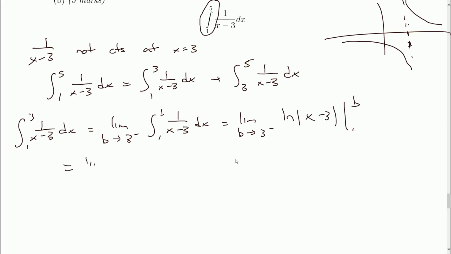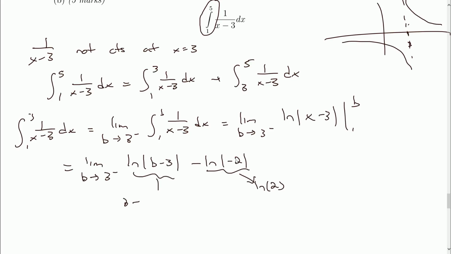Then the limit, b approaches 3 from below, of ln of absolute value of b minus 3 minus ln of negative 2 in absolute value. This guy here is going to go to ln 2. But as b tends to 3 from below, absolute value of b minus 3 tends to 0 from above, and ln absolute value of b minus 3 will tend to negative infinity. Does not exist. And now, we're not done.